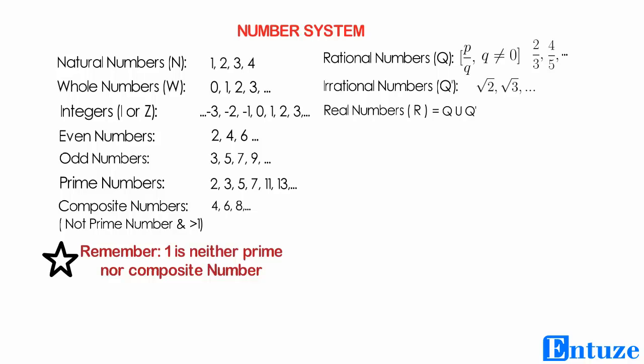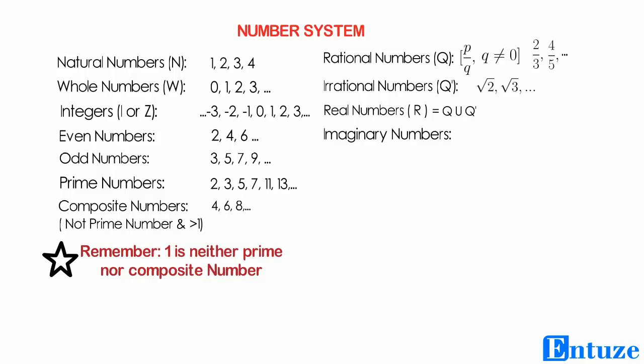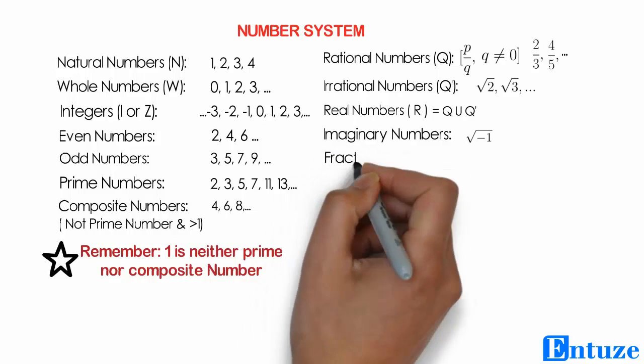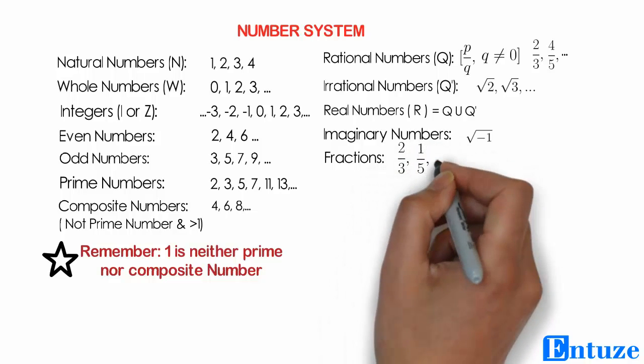Next type of numbers is called imaginary numbers. Imaginary numbers are nothing but the square root of negative numbers. Next is fraction. What do you mean by a fraction? A fraction is a rational number which we represent in the form of p by q. Examples are 2 by 3 or 1 by 5. These are called fractions.